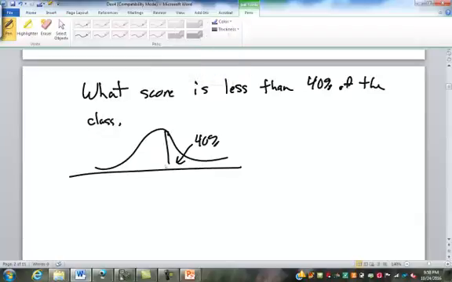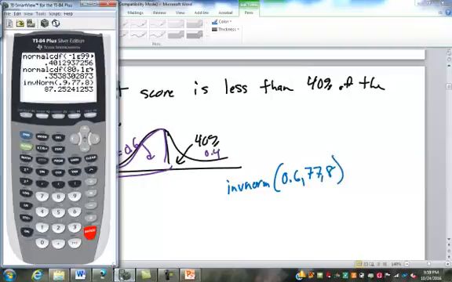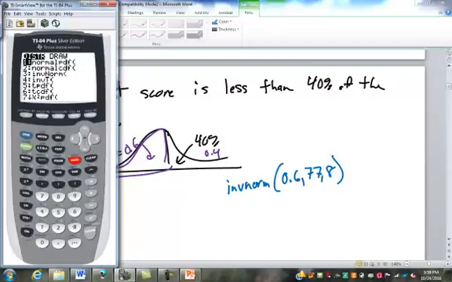So our inverse normal on the calculator only does the area to the left. So this area is 1 minus 0.4 or 0.6 for that area. 40% of course is a 0.4 probability. So we are going to do inverse normal. I'll put in the 0.6. The mean is 77, standard deviation of 8. Inverse normal, 0.6, 77, 8.